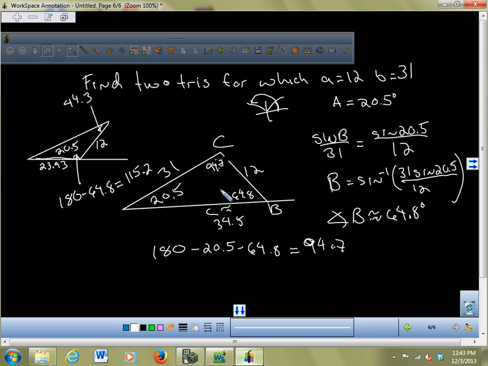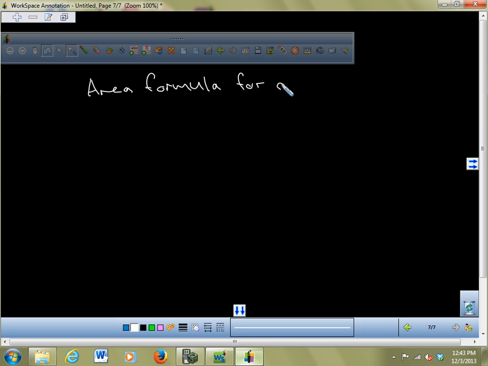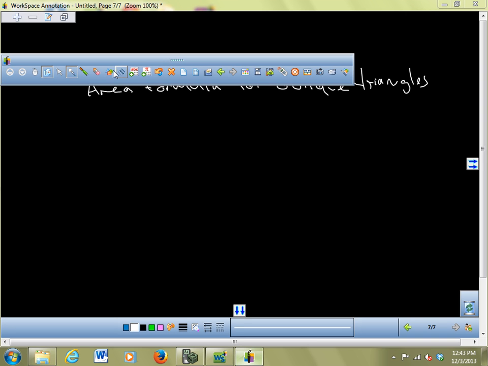Okay? There's one more little thing I got to show you, and that's the area formula for oblique triangles, and it's kind of cool. Last thing, area formula for oblique triangle. So you guys know how to find the area of a triangle. Isn't it the same as a right angle triangle or any other triangle? Yeah, but it gives you a shortcut for doing it. So let me show you.